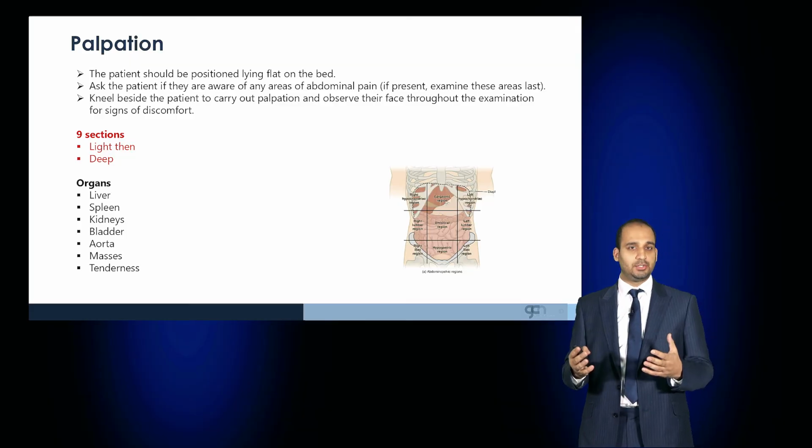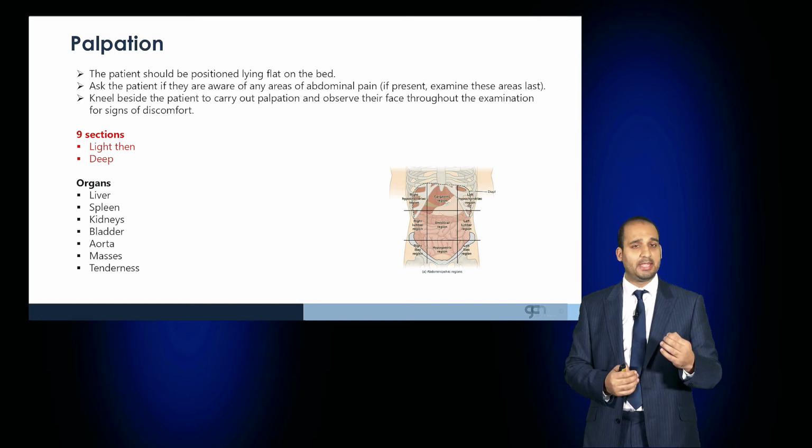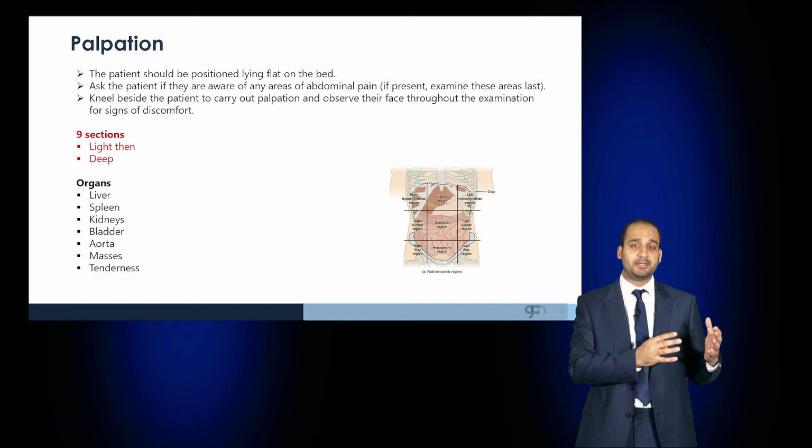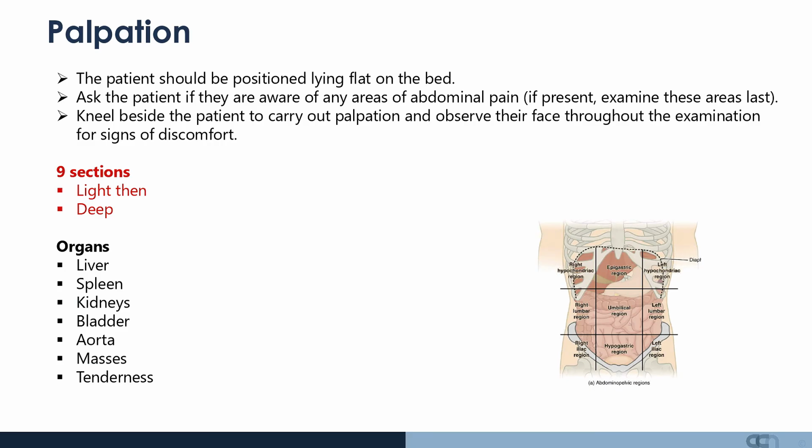You should ensure that when you palpate, the patient is comfortable, flat, and ask them if they have any pain. If they have any pain, examine from the opposite side, as far away from the pain as possible. Start with light palpation and then repeat the palpation in a deep fashion to see whether you can elicit pain or any masses. Following the 9 regions, move on to palpating the organs: the liver, the spleen, the kidneys, the bladder, aorta, and specifically any masses, and note if there's any tenderness.